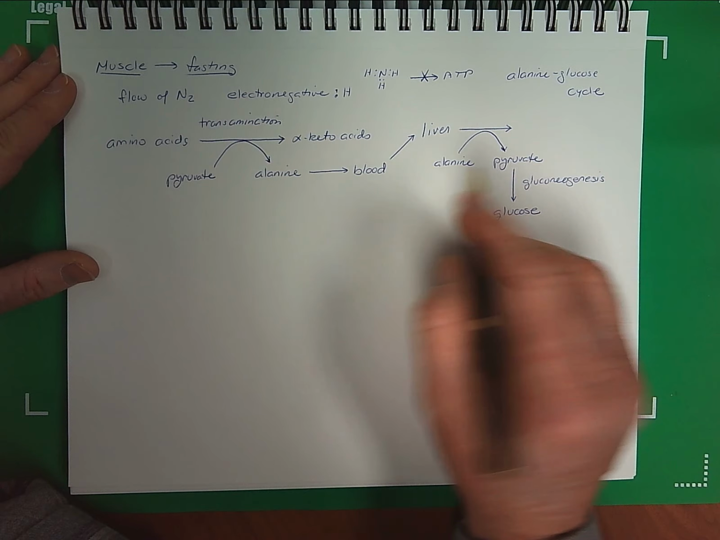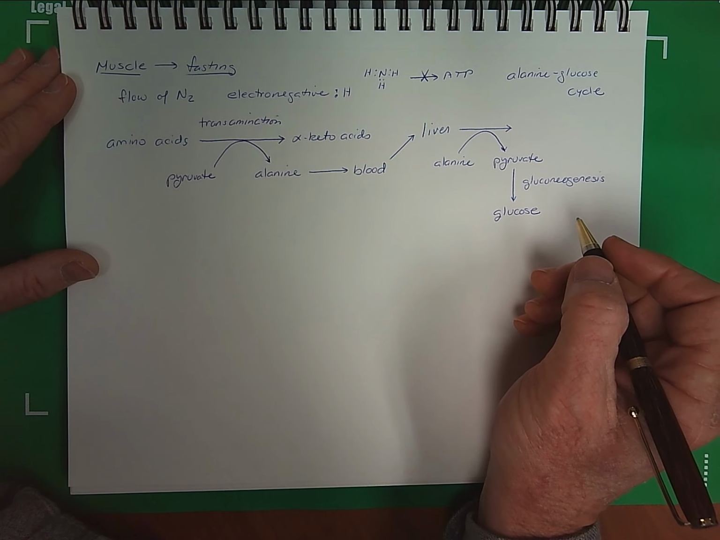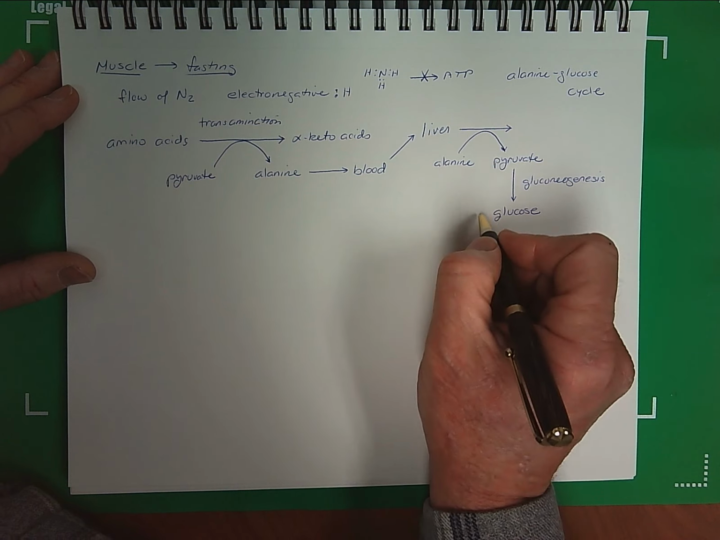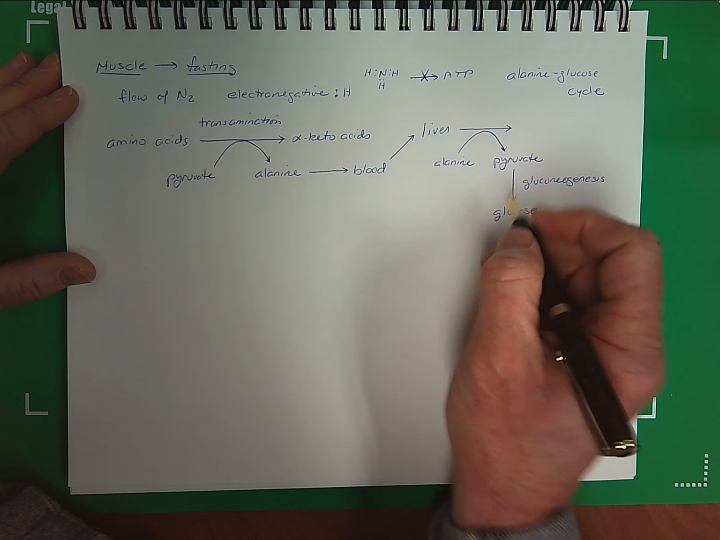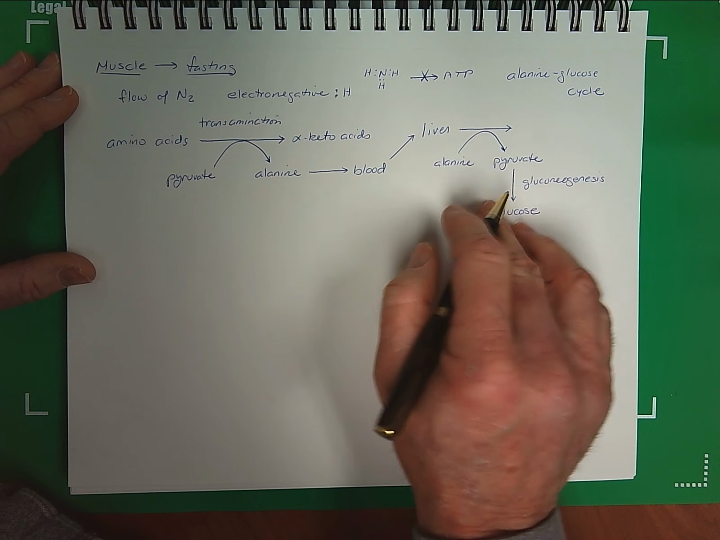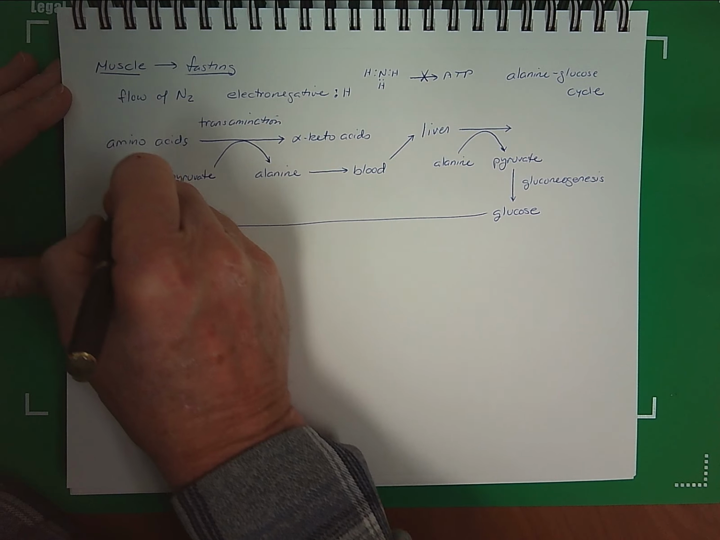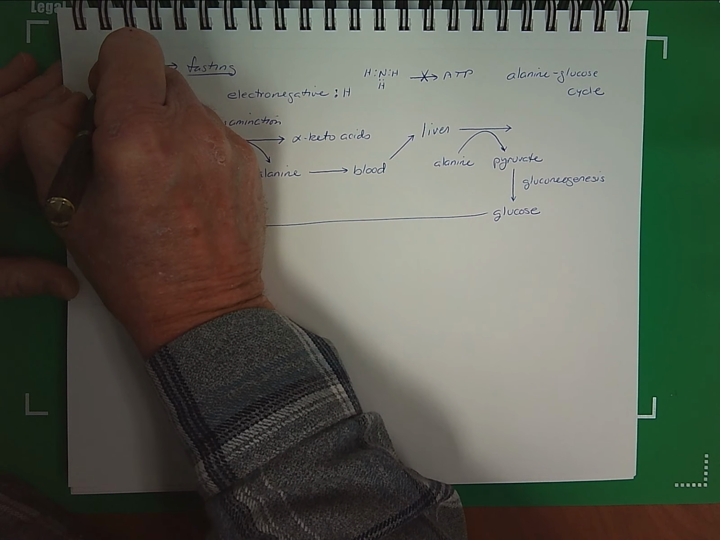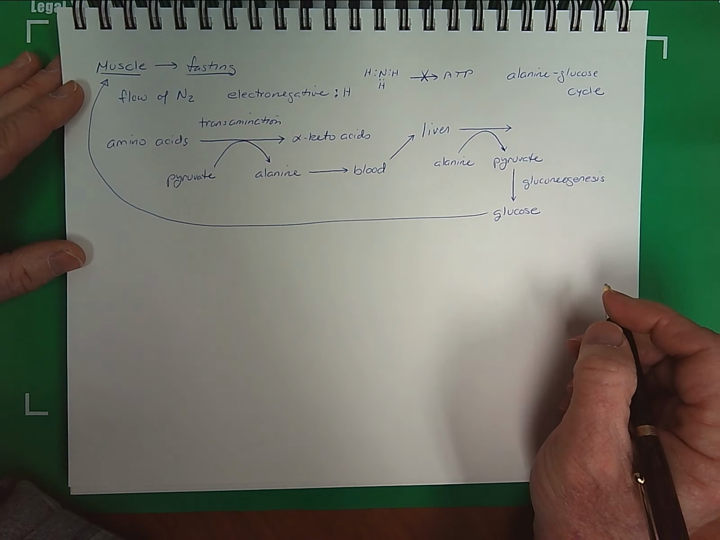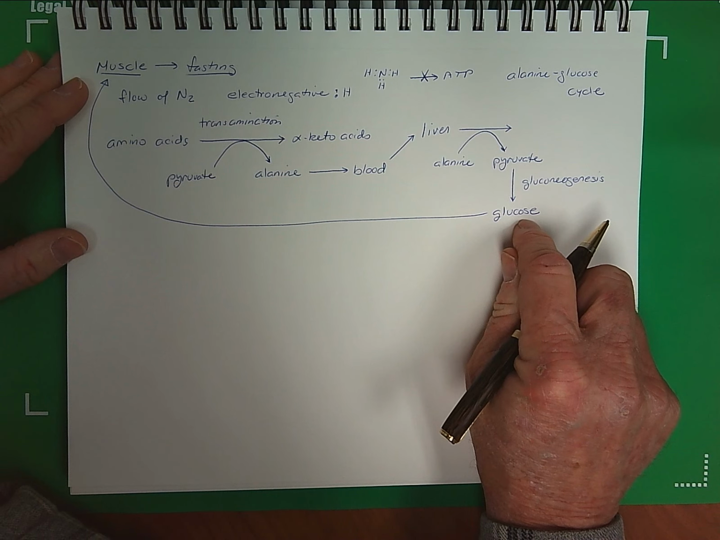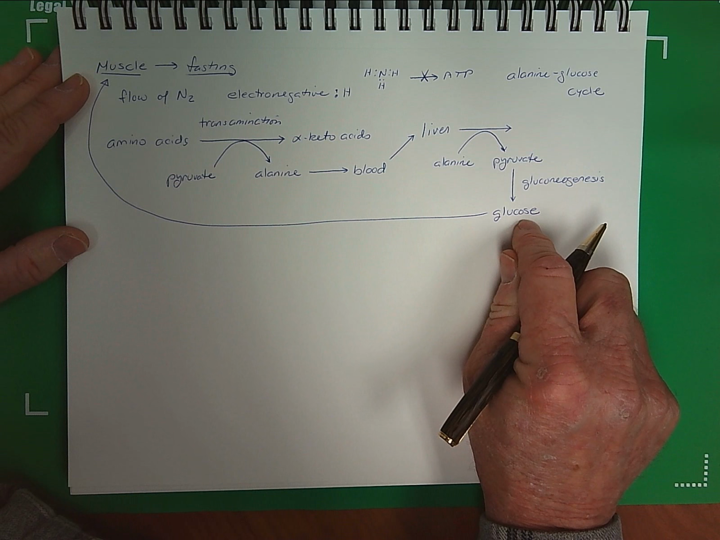Now, being a cycle, that means there needs to be a connection. What this means is that the glucose that is being made by the liver from this alanine being secreted by the muscle is going to go back to the muscle. And the muscle will take this glucose up and oxidize it into energy.